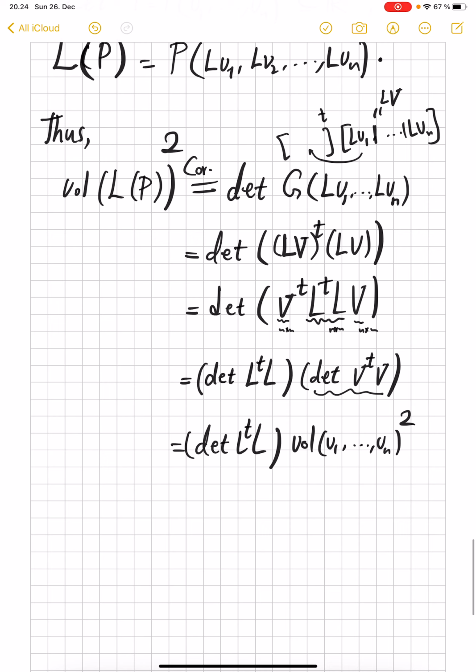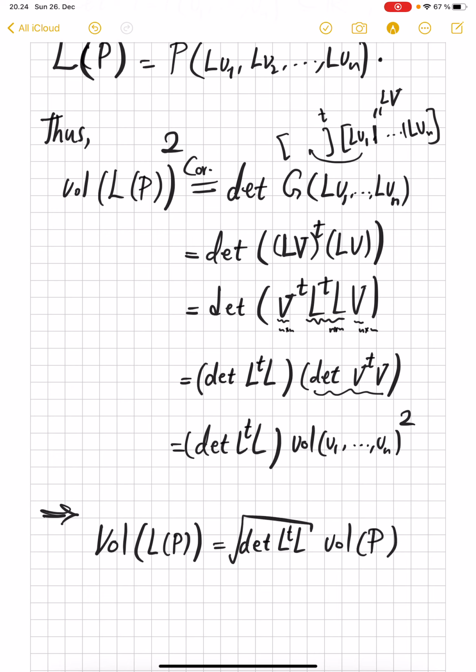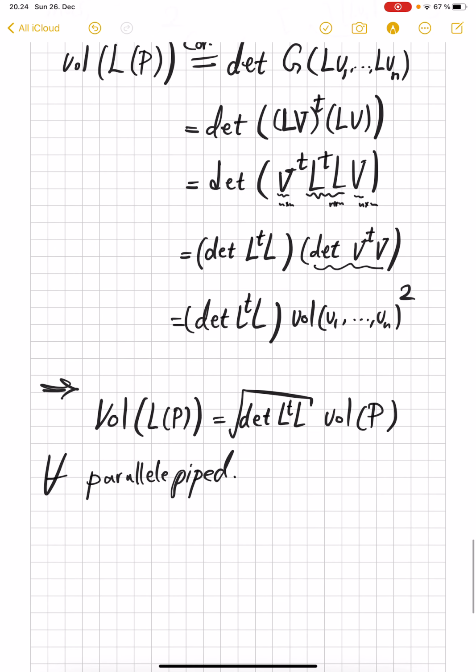So take the square root, and this shows to us that the volume of L of P is the square root of the determinant of L transpose L times the volume of P for every parallelepiped. So the volume of the image is this number times the volume of the thing in the domain.